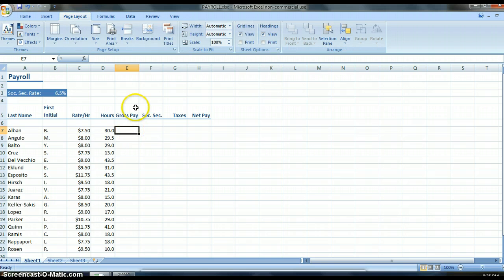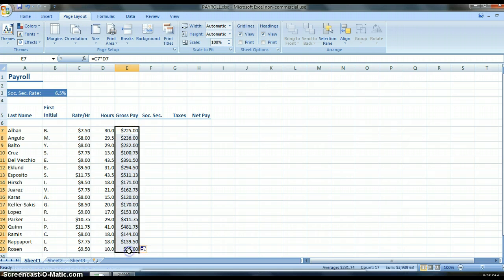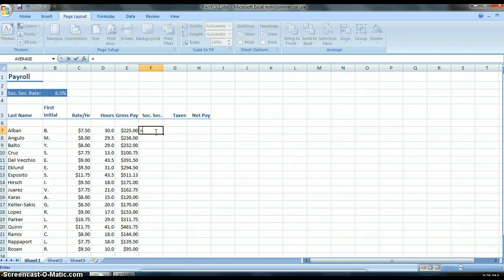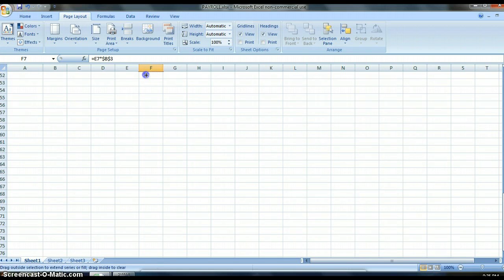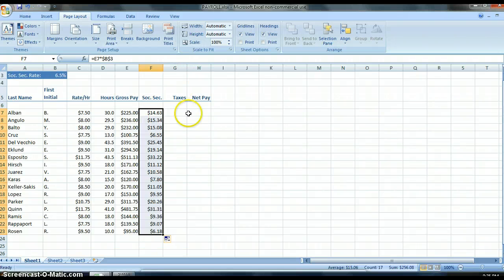So to figure gross pay, we're going to take our hourly rate times our hours. So equals C7 times D7, hit enter, then we're going to go ahead and fill down. Social Security is based off of your gross pay times a specific rate. So we're going to do equals gross pay times our rate, which is in B3. However, we're going to use an absolute cell reference, so hit F4, enter, and then we're going to go ahead and fill down, but not that far down. Let's see here. We're only going through number 23, not through 53.